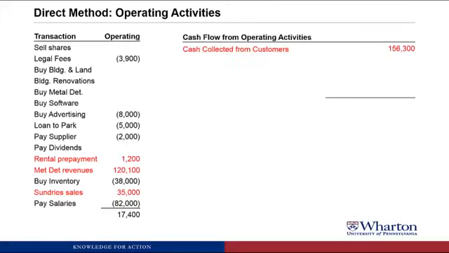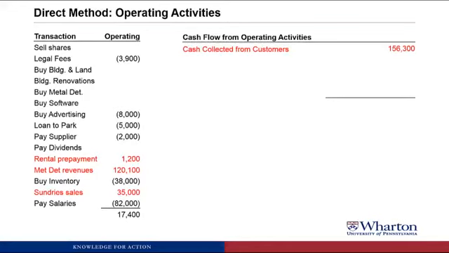Now, even though it's somewhat theoretical because companies never really report these, we're going to look at the operating activities under the direct method. So let me pull in the operating cash flow transactions, and under the direct method, all we have to do is list them.